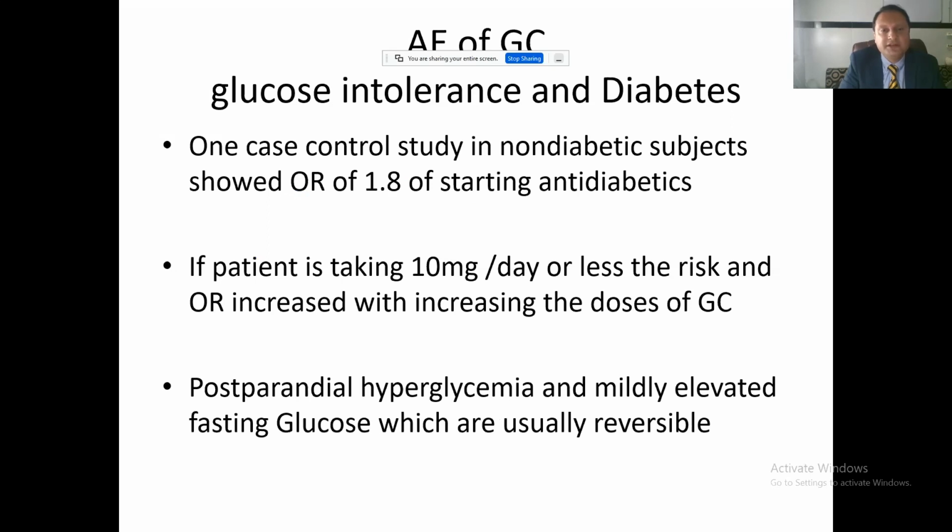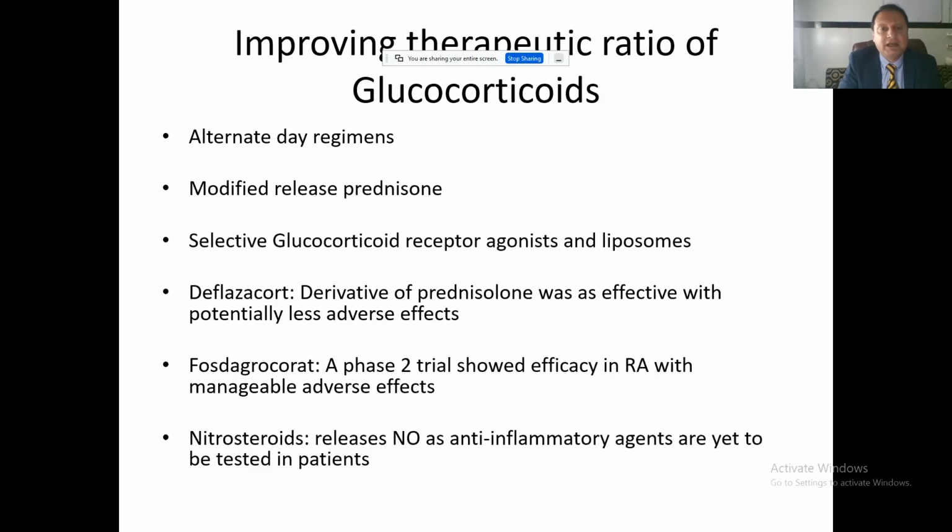So glucose intolerance and diabetes: in one case study, in non-diabetic individuals, an odds ratio of 1.8 was witnessed. If the patient is taking 10 milligrams per day or less, the risk and odds ratio increase with increasing doses of glucocorticoids. But you need to be aware of postprandial hyperglycemia and other conditions at the same time. To improve the therapeutic ratio of glucocorticoids, you can think of modified release prednisolone, alternate day regimes, and selective corticosteroid receptor agonists. Here are the different names of the new molecules that we'll be using hopefully in future.